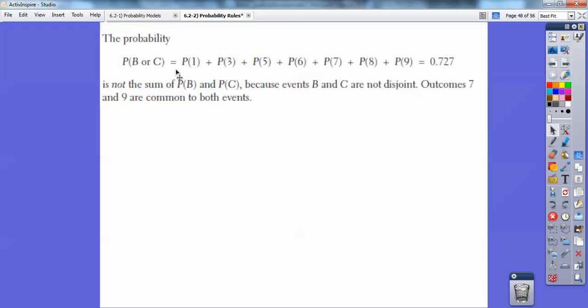All right, easy enough. The probability of B or C, now check this out. These guys are not disjoint, because remember B was 6 or greater and event C was odds. They both include outcomes 7 and 9, so they're not disjoint. So you gotta add them up together, you guys. So probability of 1, 3, 5, 6, 7, 8, 9. Because you can't just add the probability of event B with the probability of event C. You have to add them up separately right here, because they both share 7s and 9s.